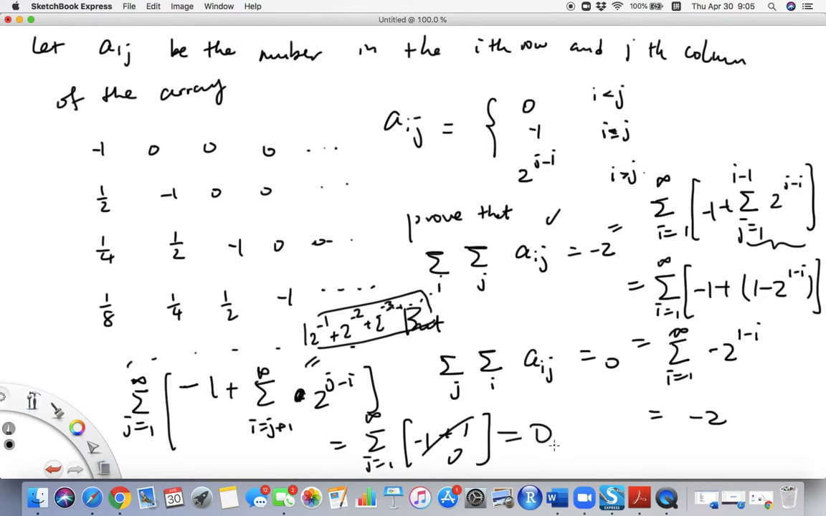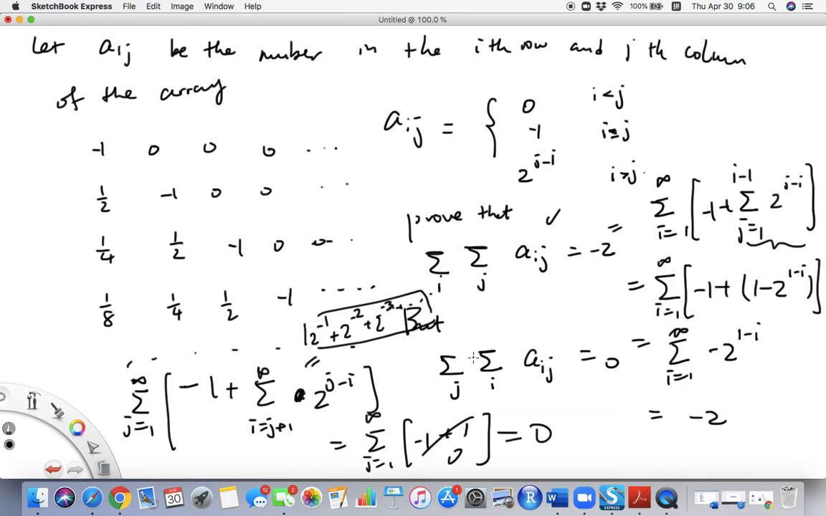So you get 0. The moral of this problem is that, as you can see, when we are dealing with infinite sums, you cannot simply switch the order of summation. But if your series is absolutely convergent, meaning that if you put in the absolute value it still converges, then you can switch the order. This is related to the Fubini theorem that you see in calculus, right?